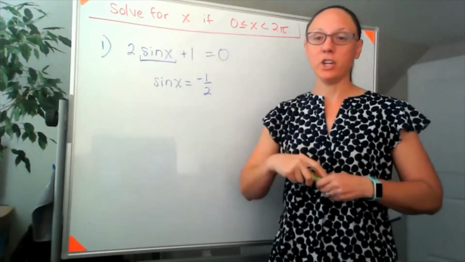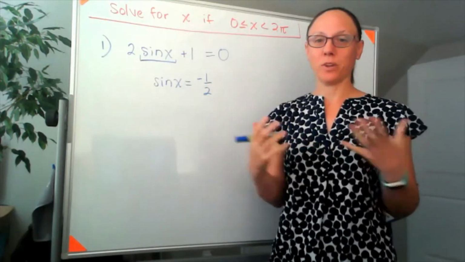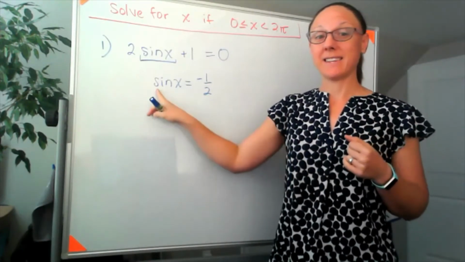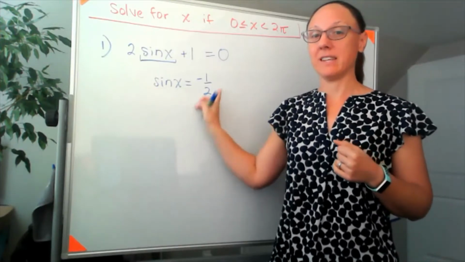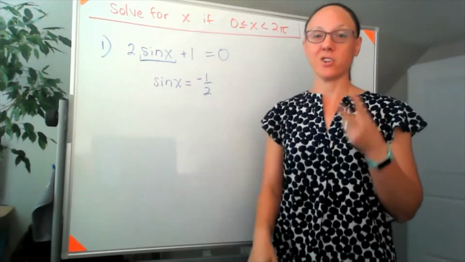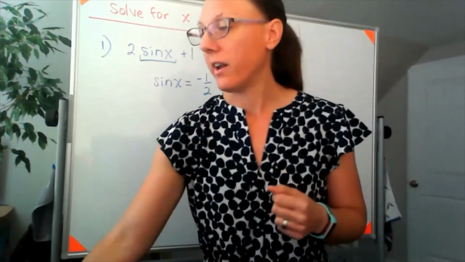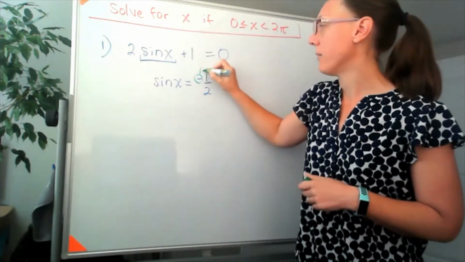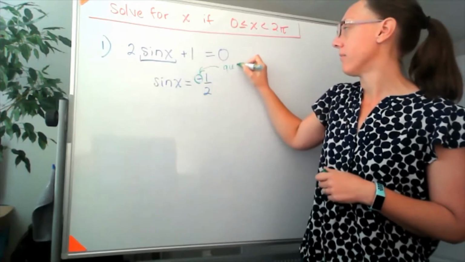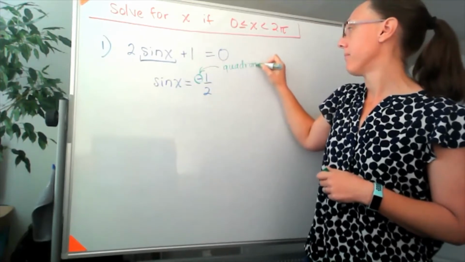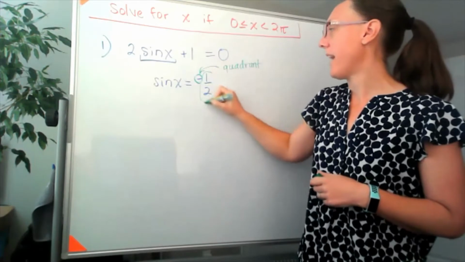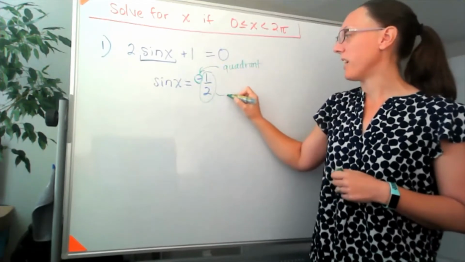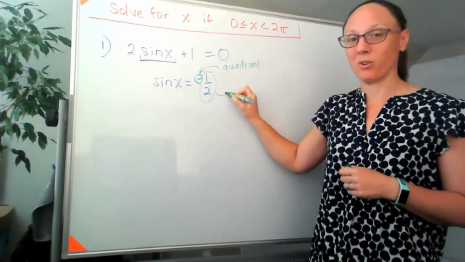At this point, we're not reaching for a calculator. We're thinking to ourselves, hey, sine of what angle is equal to negative 1/2? And there are 2 pieces to this. One, that negative is telling me something about what quadrant my answer is in. And this 1/2 is telling me which special angle to go look for.